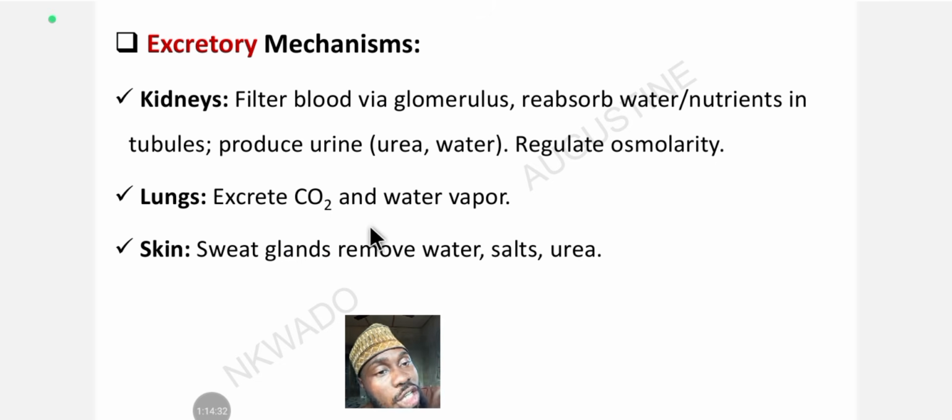As soon as that fluid enters the renal tubule, we enter the second stage of how urine is made, how urine is formed, which is selective reabsorption. So water is reabsorbed in the loop of Henle.